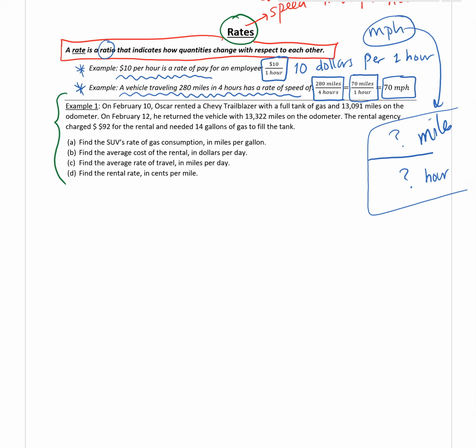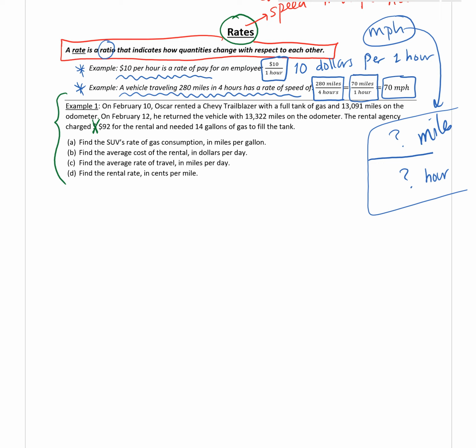They said on February 10th, Oscar rented a Chevy Trailblazer with a full tank of gas. It had 13,091 miles on the odometer. Okay, February 12th, 2 days later, he returned the vehicle with 13,322 miles on the odometer. The rental agency charged, oops, I don't know why I put $2 here, sorry. What does that even mean? $92 for the rental, and they needed 14 gallons of gas to fill the tank.